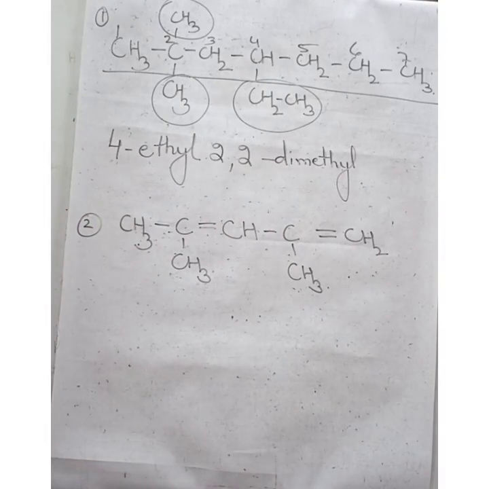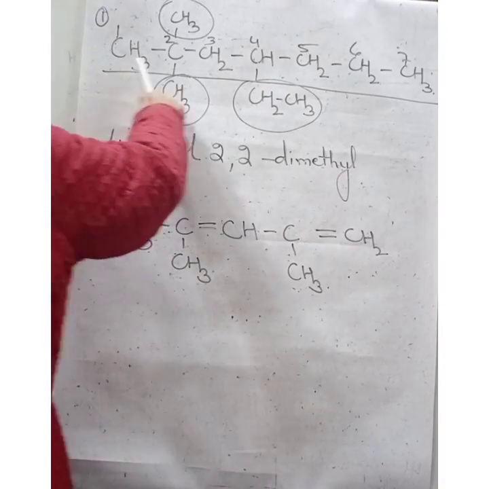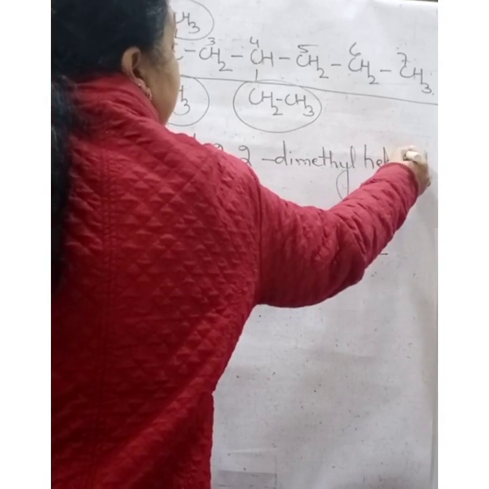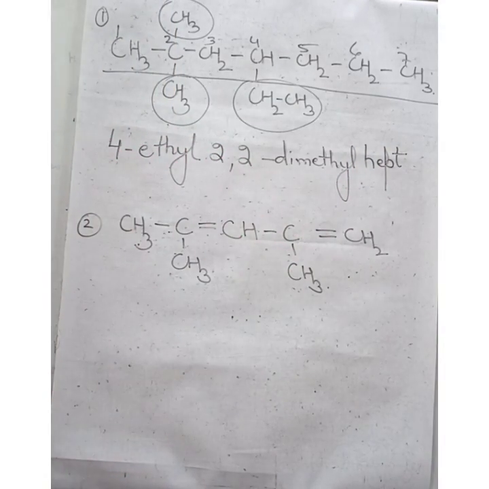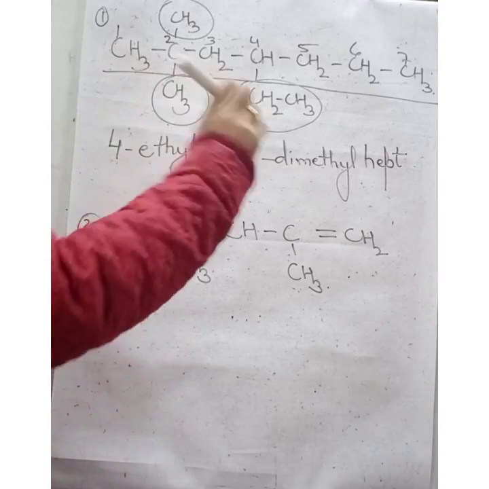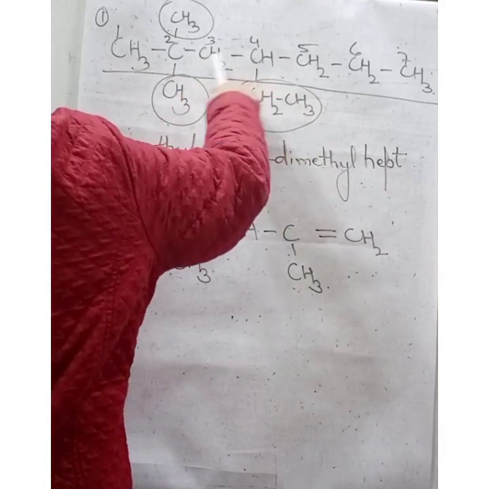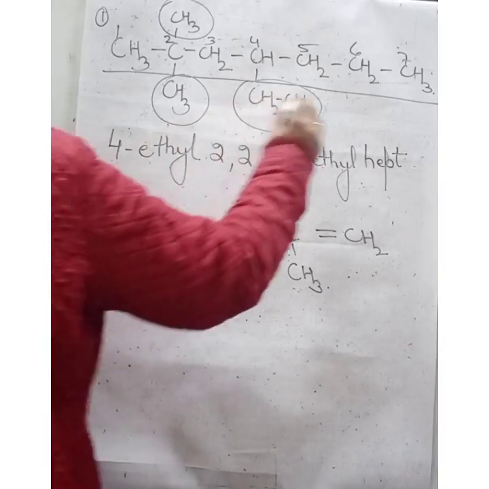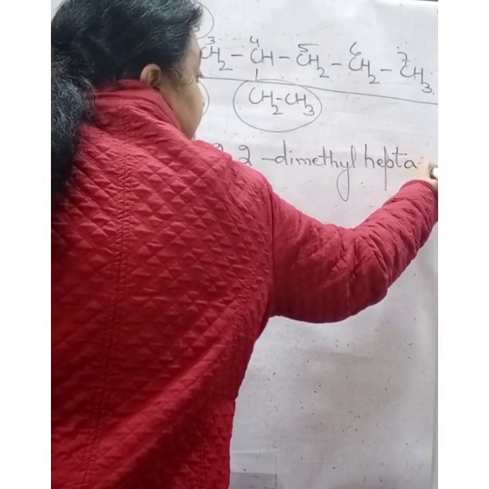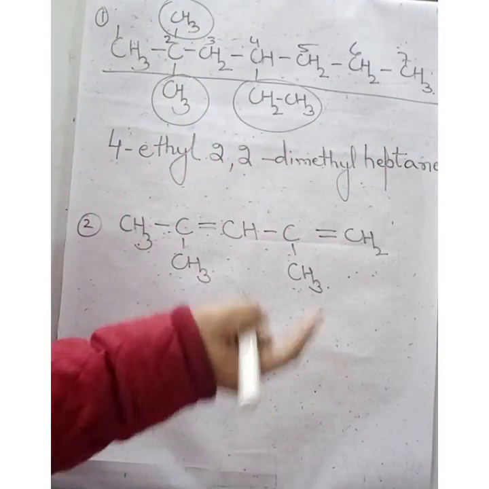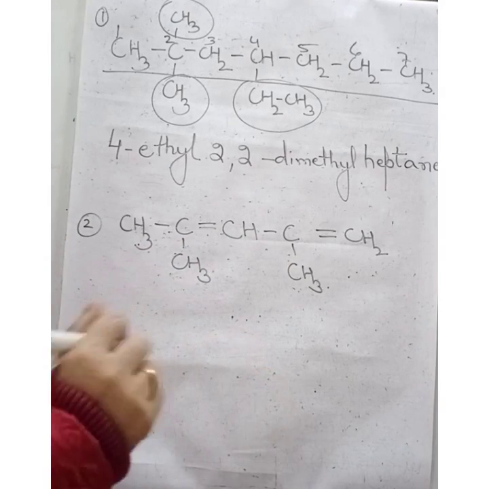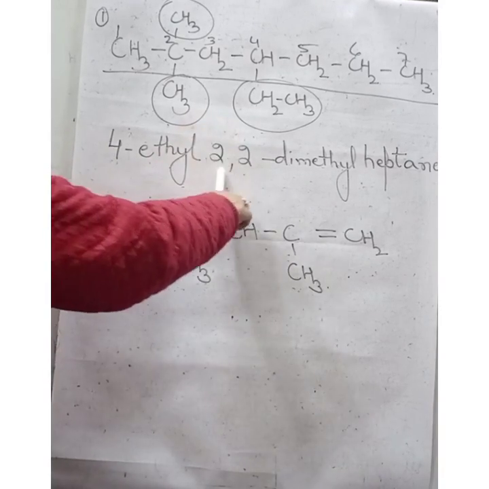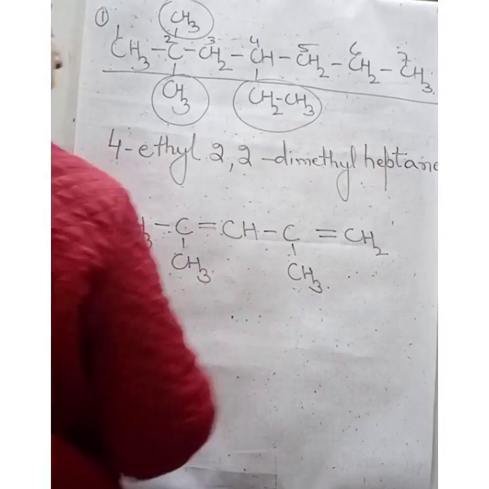Now I go for the word root. 7 carbon atoms, so hept is my word root, plus primary suffix. The primary suffix indicates the linkages present between carbon atoms, and for a single bond it is ane. So ane plus secondary suffix. We don't have a functional group here, so no secondary suffix. So the name is 4-ethyl-2,2-dimethylheptane.